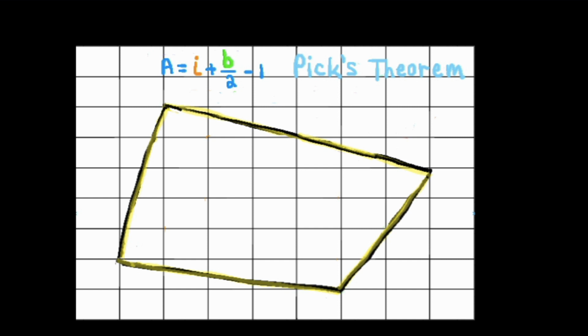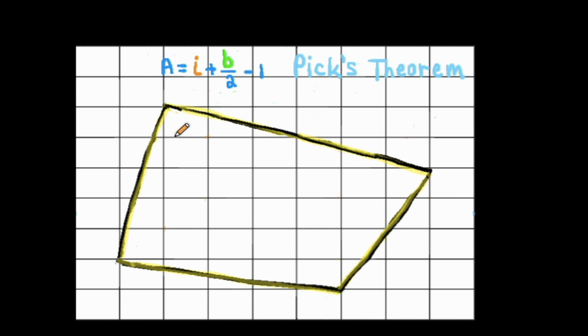So we are going to find the area of an irregularly shaped polygon, or specifically what we have here is a quadrilateral. We're going to use the formula A equals I plus B divided by 2 minus 1. Although there is another way to find the area of this quadrilateral by creating shapes such as triangles and squares, we're going to use this formula. The I stands for inner points, and the B stands for the border points, or what's known as the outside points. So let's go ahead and begin the lesson.